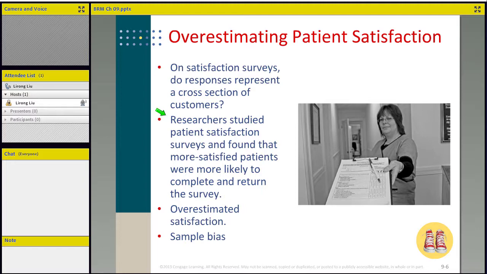So a biased sample can result in something inaccurate. This is an example shown here. Overestimating patient satisfaction. On satisfaction surveys, do responses represent a cross-section of customers? Researchers who studied patient satisfaction surveys found that more satisfied patients were more likely to complete and return the survey. So that means this is a biased sample, because there's self-selection here. People who are more satisfied are more likely to complete the survey, and this will result in overestimated satisfaction. From the survey, the result may show that there's a high satisfaction rate for this particular hospital. However, because of the biased sample, that information is misleading.